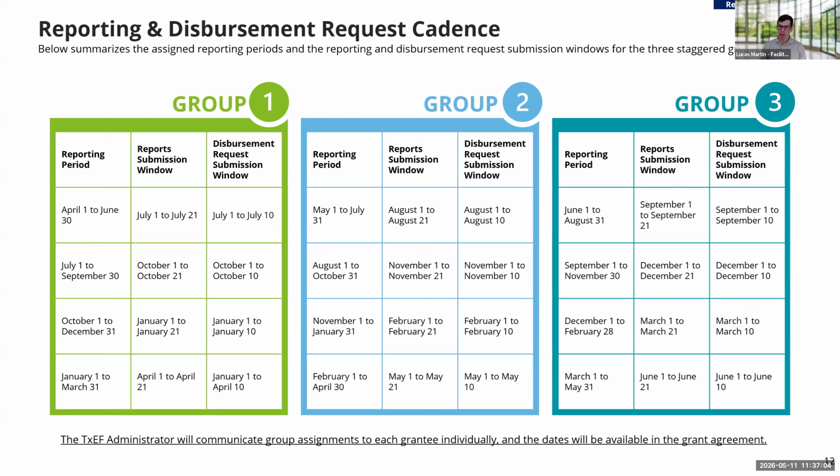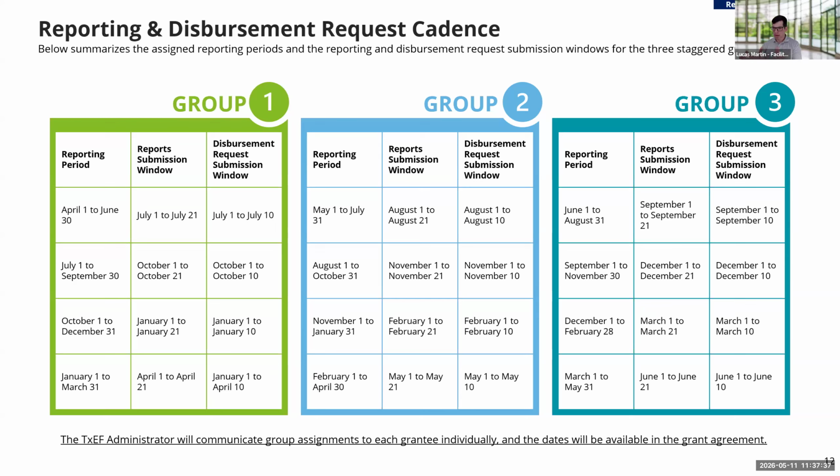So in the report submission following that period of time, you would submit the report demonstrating activities that have occurred throughout that period. So you have 21 days, starting July 1st through July 21st, where you would be providing the information related to the activities that occurred April 1st through June 30th.